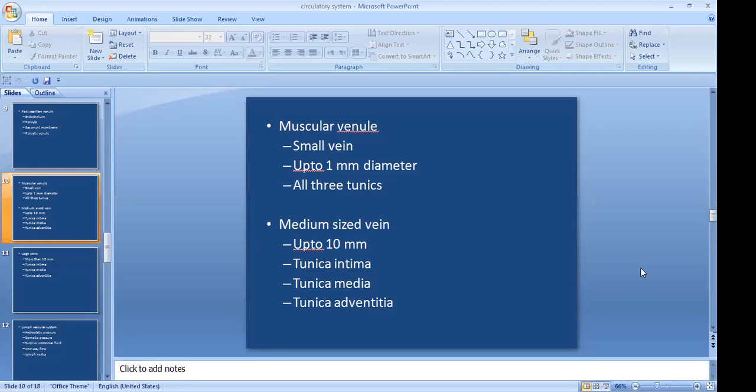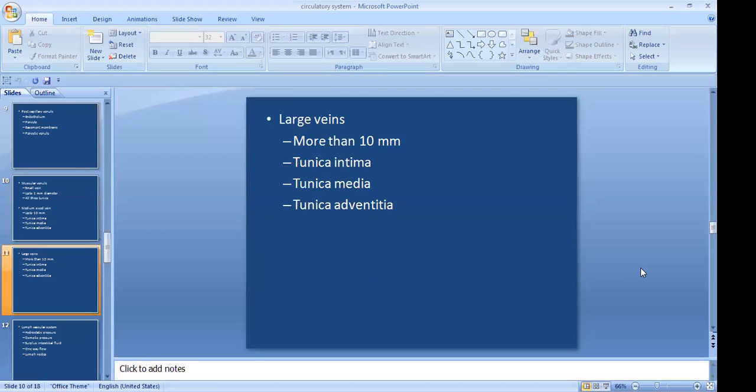In case of medium size vein and large size vein, the medium size vein is up to 10 mm and large size vein is more than 10 mm. Their tunica intima is very much developed. Very much developed means they have got endothelium, subendothelium, and the internal elastic lamina. In case of tunica media and adventitia, the tunica adventitia is thicker than the tunica intima and tunica media. And this is common in the large size vein also. So this was regarding the classification of veins.